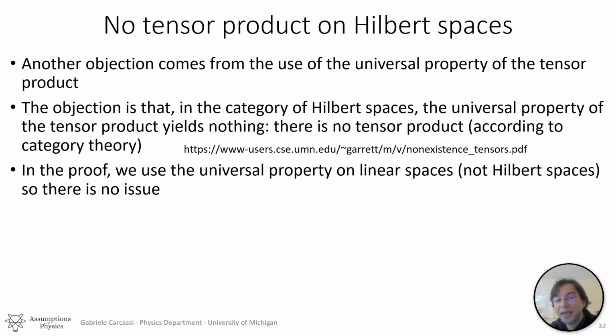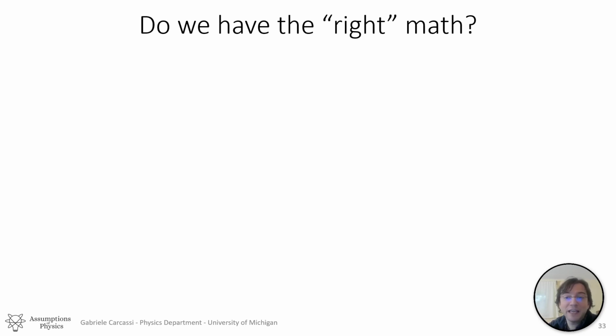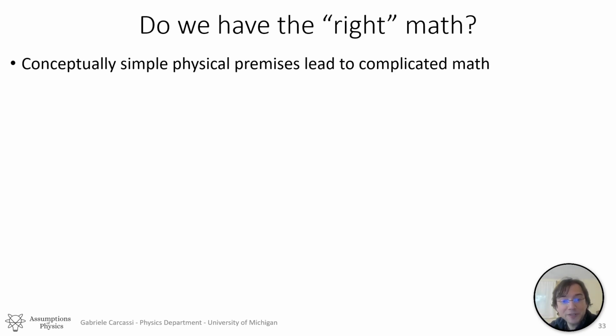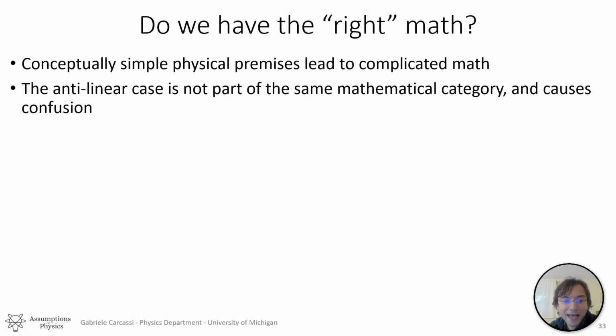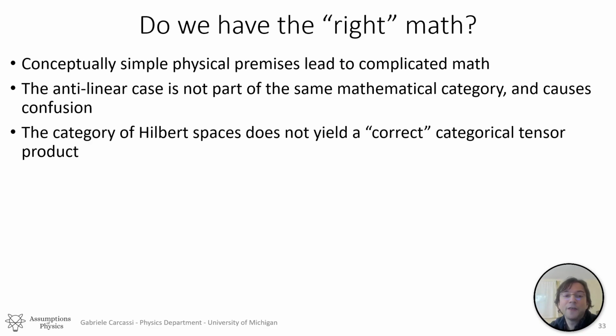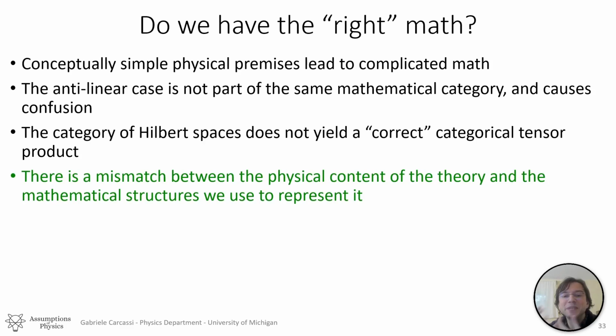But this comes back to the same problem, right? Which is, do we actually have the right math? Conceptually simple physical premises lead to complicated math. The antilinear case is not part of the same mathematical category and causes confusion. The category of Hilbert spaces does not yield a correct categorical tensor product. So the idea here is that there is a mismatch between the physical content of the theory, what we actually need to represent mathematically, and the mathematical structures that we use to represent it.